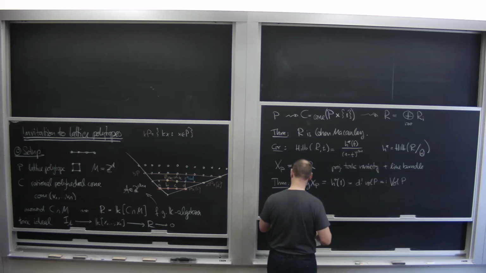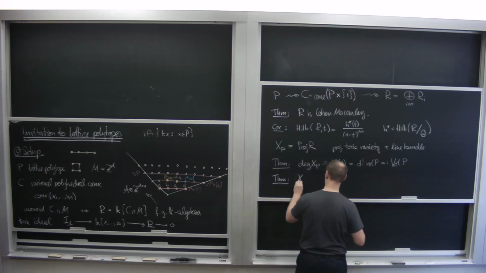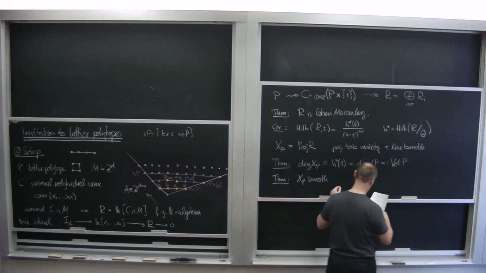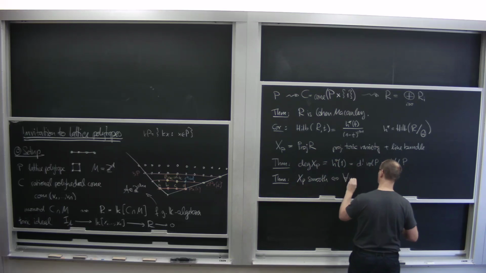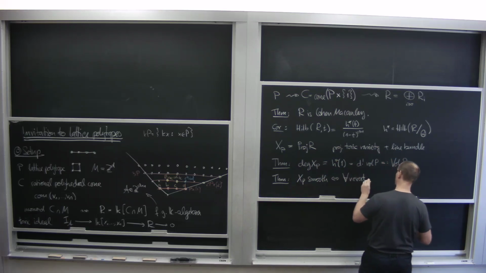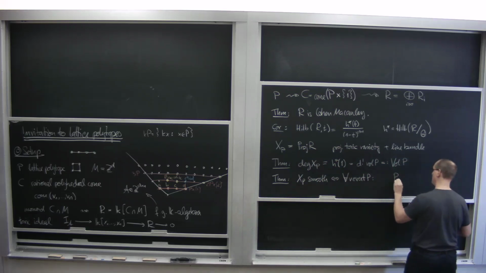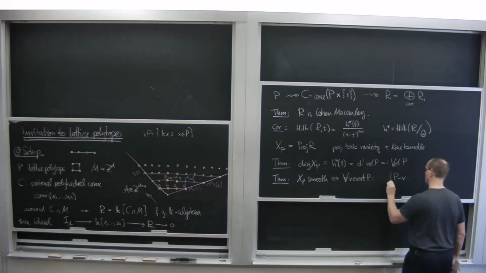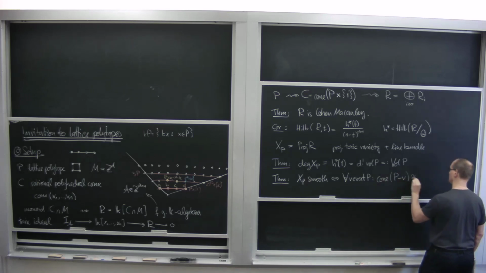And another theorem. X_P is smooth if and only if for all vertices of P, we have that if I shift P so that the vertex becomes the origin, and then I look at the cone, it's isomorphic.